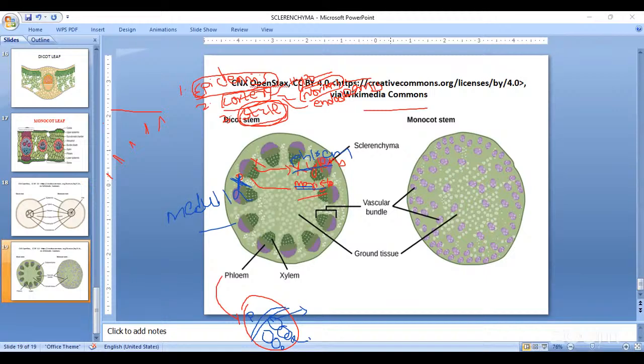Now the monocot stem, you can see the diagram. There is no ring of vascular bundles like dicot. No ring, but these vascular bundles are scattered in the ground tissue. For example, this is epidermis. Below the epidermis, 2 to 3 layers of hypodermis, sclerenchyma. After hypodermis, the rest of the place is called ground tissue.